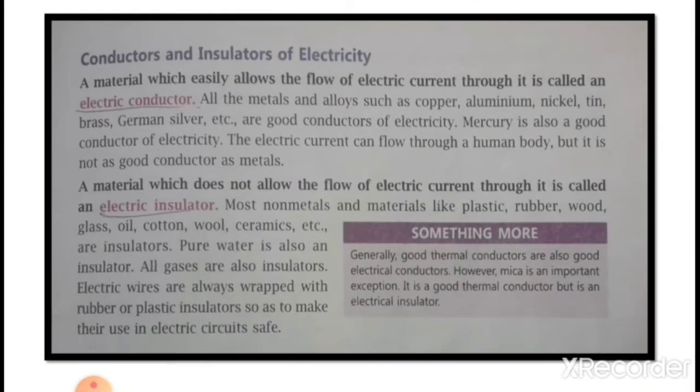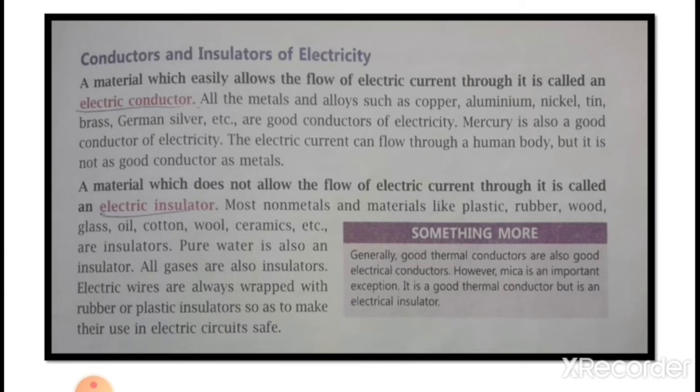Conductors and insulators of electricity. A material which easily allows the flow of electric current through it is an electric conductor. All the metals and alloys such as copper, aluminium, nickel, tin, brass, German silver, etc. are good conductors of electricity. Mercury is also a good conductor of electricity. The electric current can flow through a human body, but it is not a good conductor as metals.